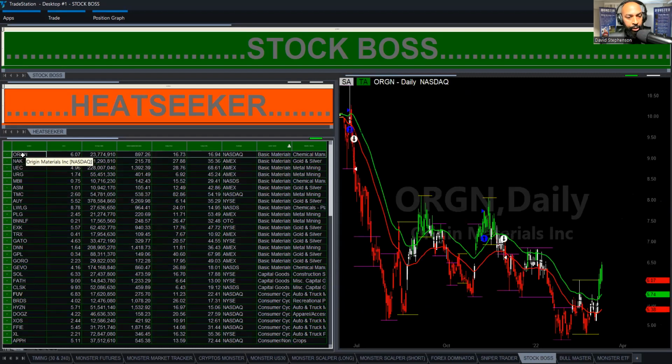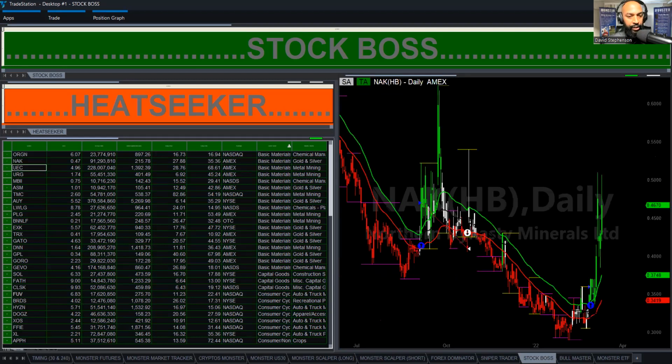Okay, so let's use this as an example and go through this. This is my thought process when we tie in fundamentals. So let's say I'm going through Heat Seeker like this, and I see this one here. I know that basic materials, and I know IBD especially will rank the sectors also. So let's say IBD is ranking basic materials, and guess what? It's coming up here in Heat Seeker.